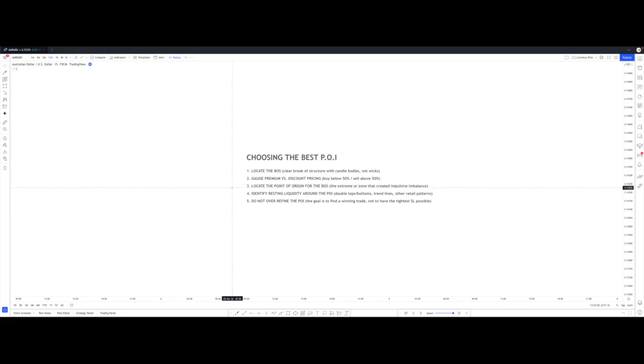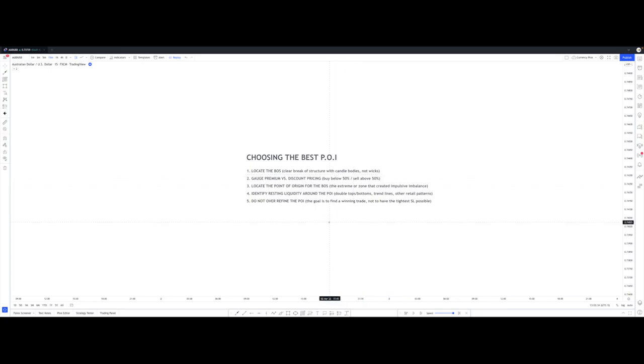Number 1 is pretty straightforward. To choose the best POI, the first step is locate the break of structure. We all know this, okay? We've all watched the video content. We know that this is the first step. You have to locate the break of structure. And in brackets here, I just wrote a clear break of structure with candle bodies, not wicks, okay? So that's very important because when we see wicks breaking structure, that's a very weak sign in price action. We want to see full candle bodies breaking structure because that signifies true momentum in the market.